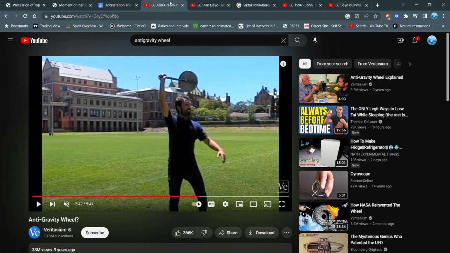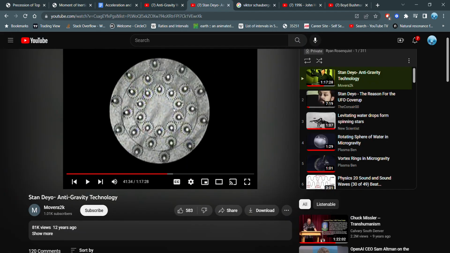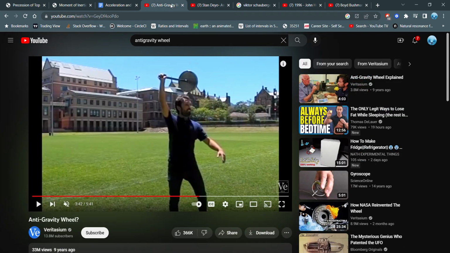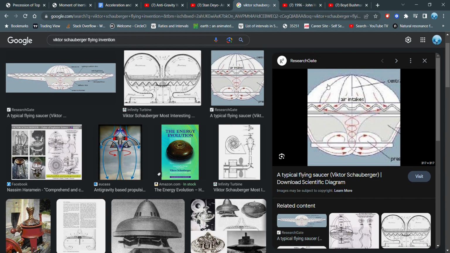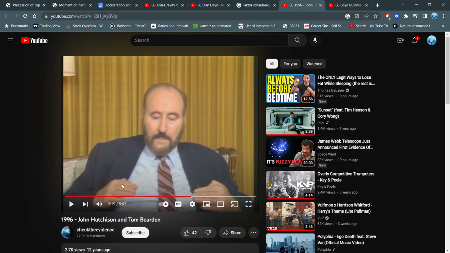The other way to produce anti-gravity is by having a pulsed mechanism that pulses an acceleration in one direction, just like Searl showed us, and they showed us here in Veritasium. Viktor Schauberger's work is another example of this, where he rotated air in two perpendicular planes, and this caused an acceleration.